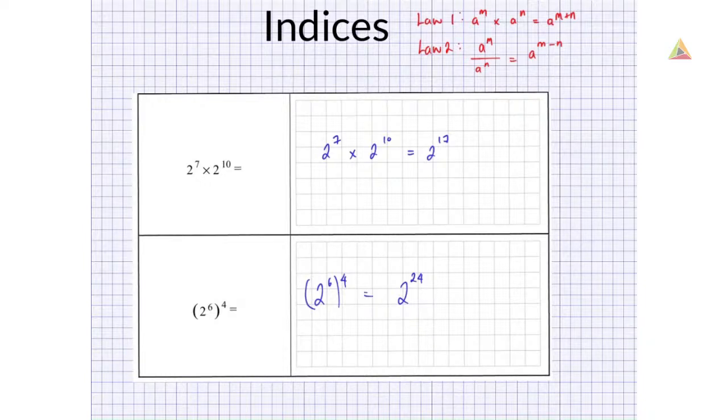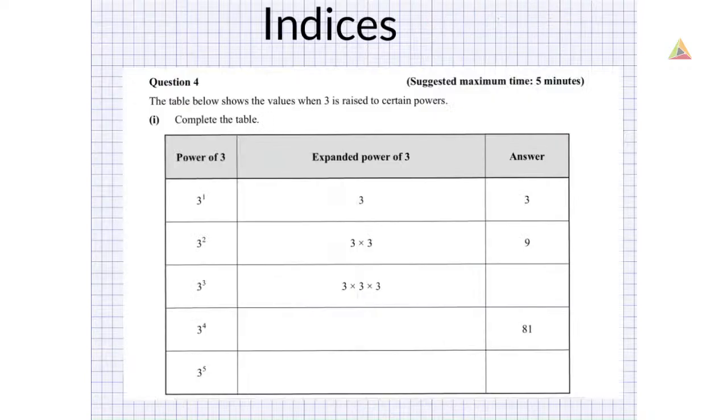So I'm going to put up another couple of questions now from exam papers and we're going to go through how to complete them. So this question is from 2014 and this is also paper 1. So the table below shows the values when 3 is raised to certain powers and you're asked to complete the table. So the first one there is done, the first two are done actually. So 3 to the power of 1, so expanded power of 3 is just going to be 3 because you have nothing else to multiply it by and the answer is 3. 3 to the power of 2 is 3 by 3, 3 by 3 gives you 9. 3 to the power of 3 is 3 by 3 by 3, so 3 by 3 by 3 will give you 27. So that's the answer there.